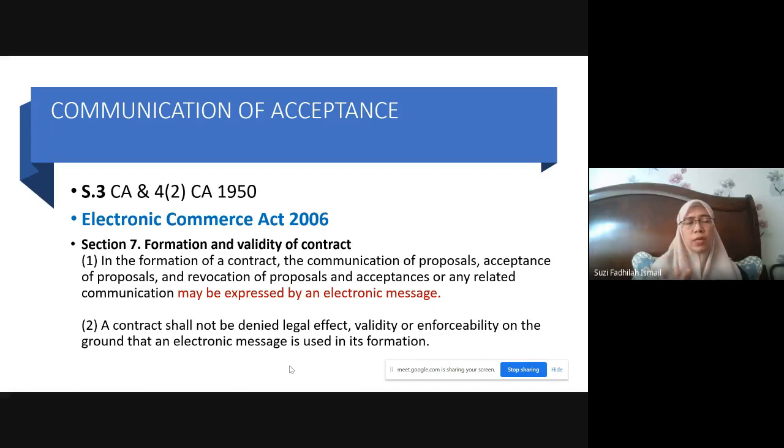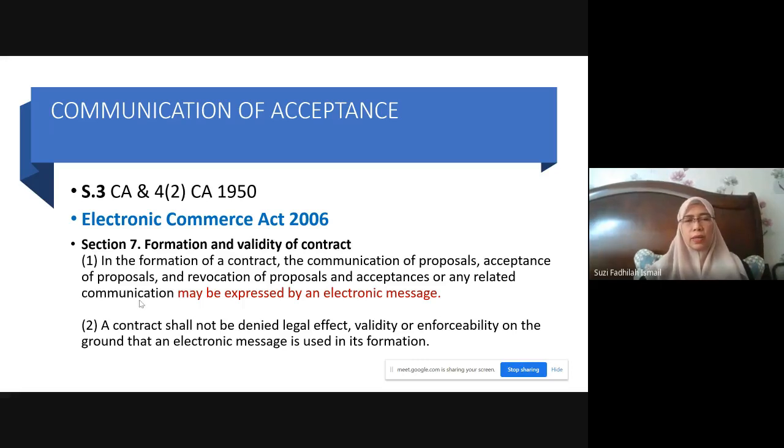The first one talks about section 7. It talks about the formation and validity of contract. So I put it in red font there. It may be expressed by electronic message. Meaning here, in terms of validity and recognition, yes, it can be done by electronic message, and it is equivalent to using the conventional methods.